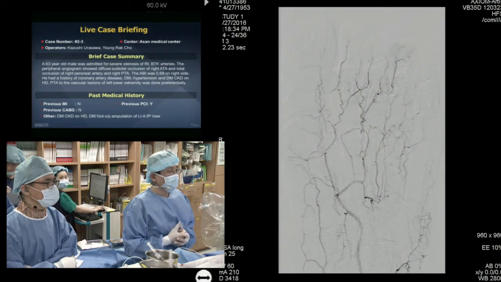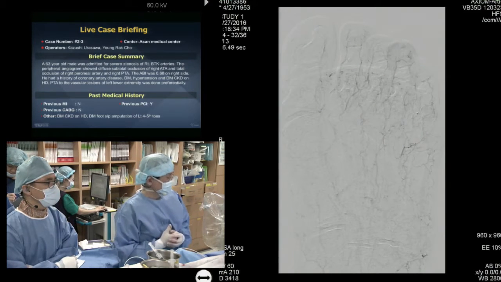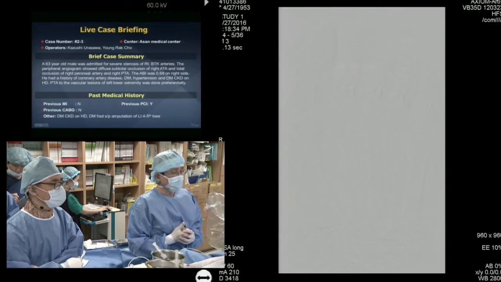Tip of the pose 2 was stained. So that means I think this angioplasty is good enough for this case. So we should stop this intervention at this point. What do you think?